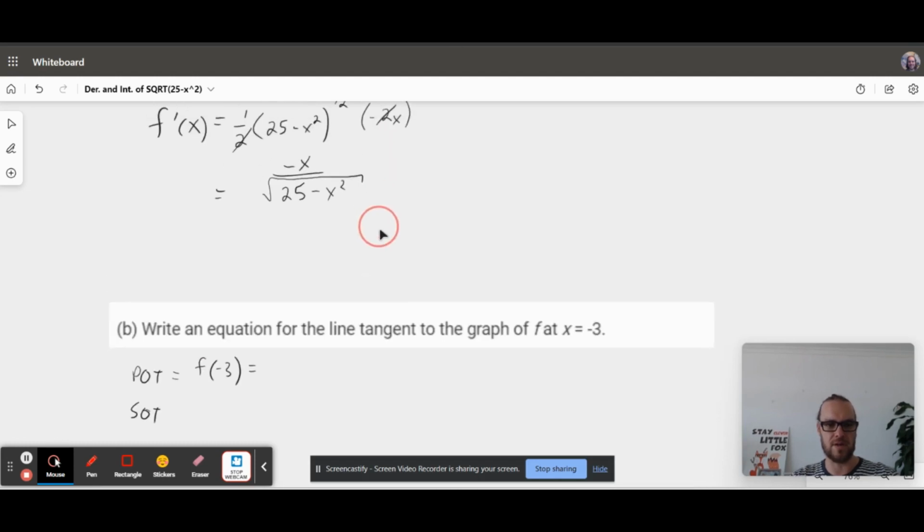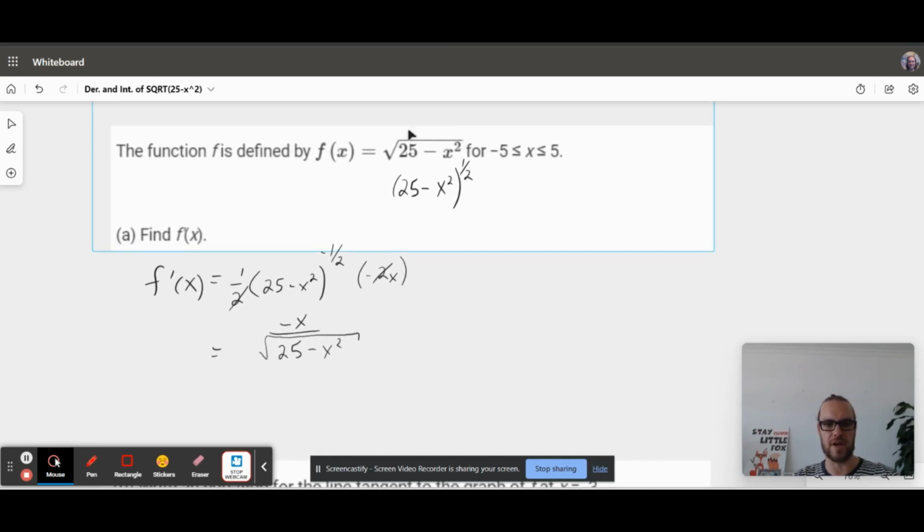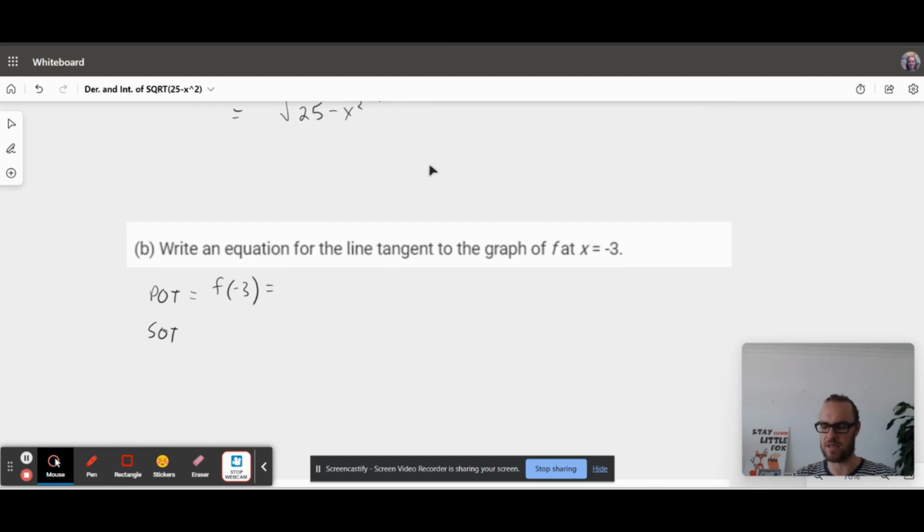Now for that, we need to use the original function, not the derivative. So that would be this guy right here, 25 minus x squared. So we're going to do the square root of 25 minus, instead of x, -3 squared, which is simply going to be the square root of 25 minus 9, which is really the square root of 16, which is really 4. So our POT is going to be -3 and 4. That's our point of tangency.